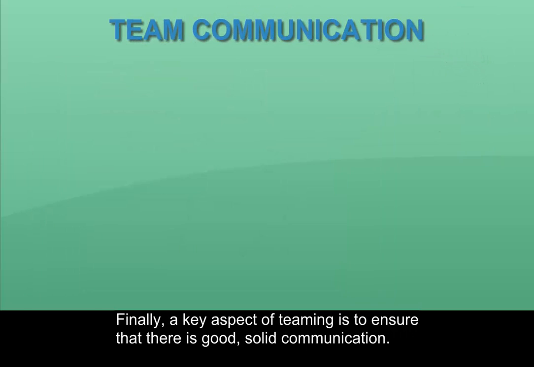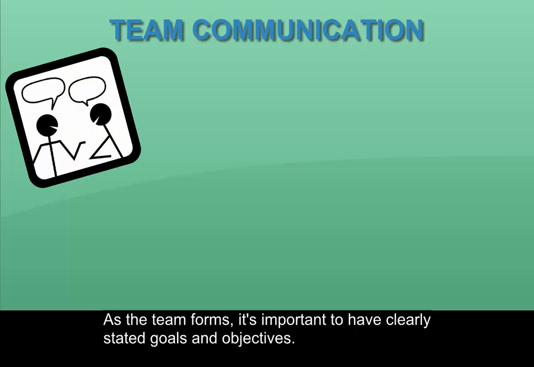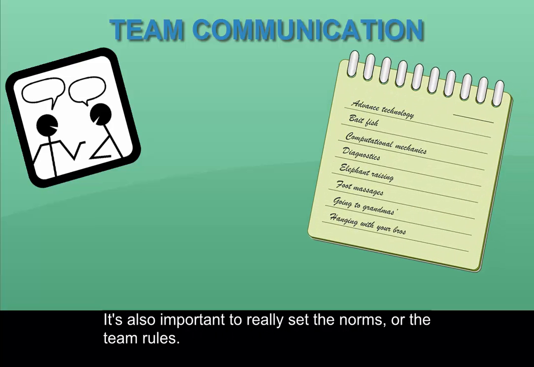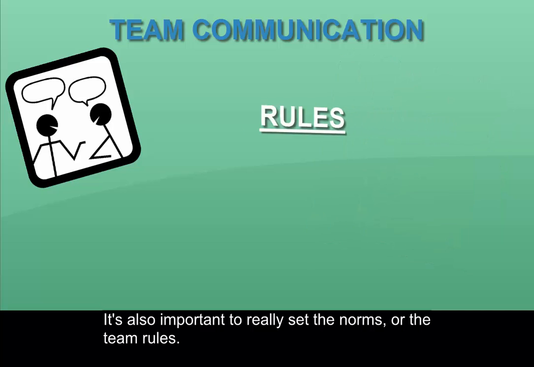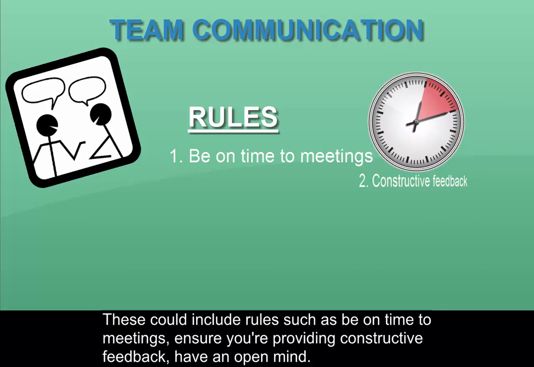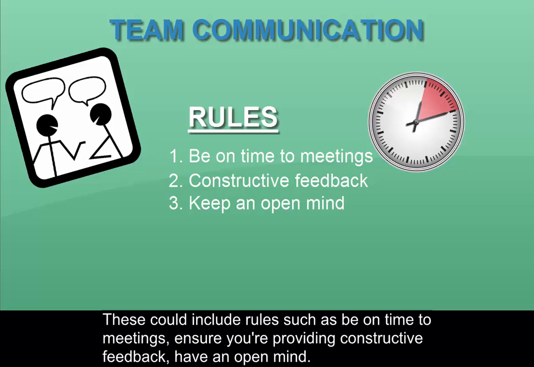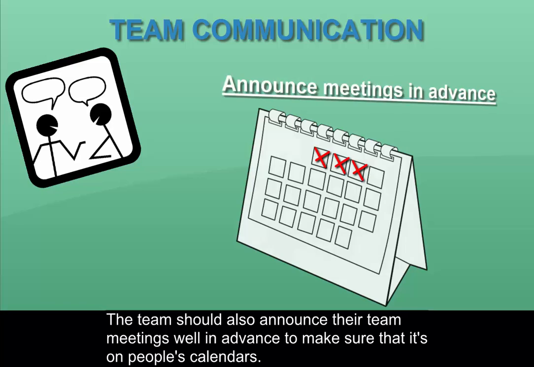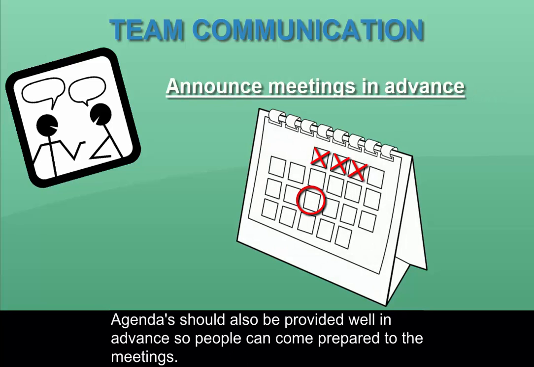Finally, a key aspect of teaming is to ensure that there's good, solid communication. As a team forms, it's important to have clearly stated goals and objectives. It's also important to really set the norms or the team roles. These could include rules such as be on time to meetings, ensure you're providing constructive feedback, have an open mind. The team should also announce their team meetings well in advance to make sure that it's on people's calendars. Agendas should also be provided well in advance so that people can come prepared to the meetings.